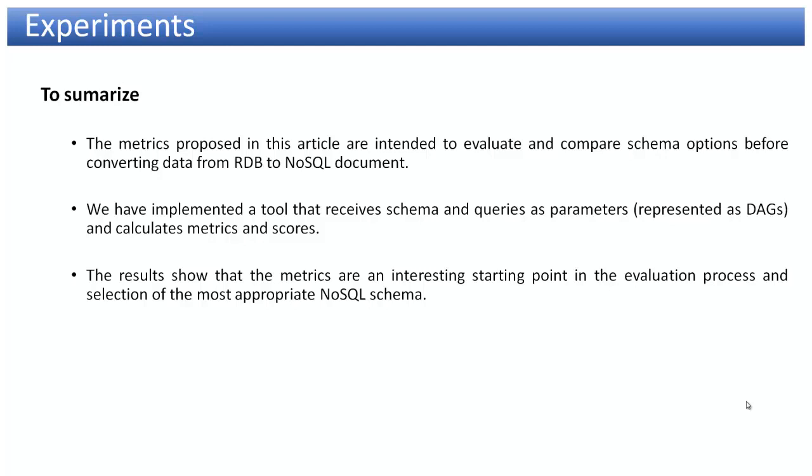To summarize, the metrics proposed in this article are intended to evaluate and compare schema options before converting data from RDB to the NoSQL document model. We have implemented a tool that receives schemas and queries as parameters, represented as DAGs, and calculates metrics and scores. The results show that the metrics are an interesting starting point in the evaluation and selection of the most appropriate NoSQL schema.